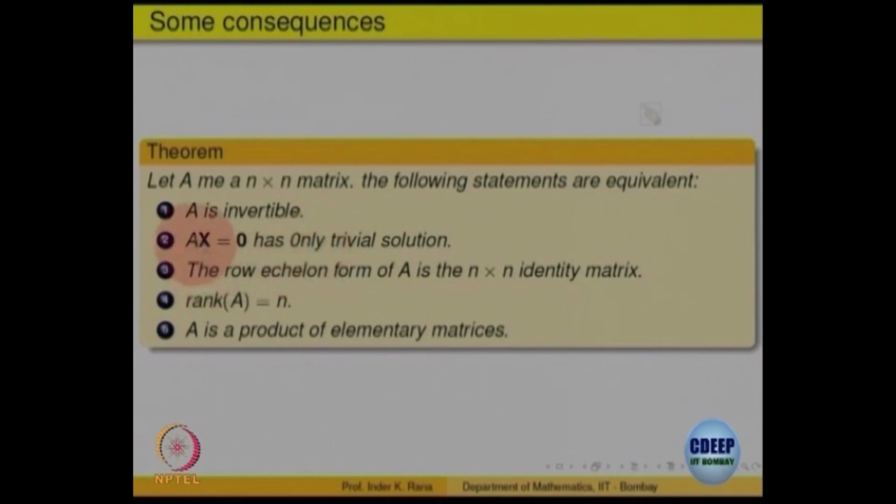You can also look at this way, if you multiply in this equation both sides by A inverse, what do you get? A inverse A x is equal to 0, that means x is equal to 0, that means the only solution possible is x is equal to 0, right. The row equivalent form should be identity matrix, right. Invertibility is same as saying that rank is equal to n, number of non-zero rows must be same as the number of variables, and that is same as the number of rows or number of columns in a square matrix, and product of elementary matrices. So, there are various ways of saying when a matrix is invertible, right. All are same, but there are different ways of saying the same thing. Okay.